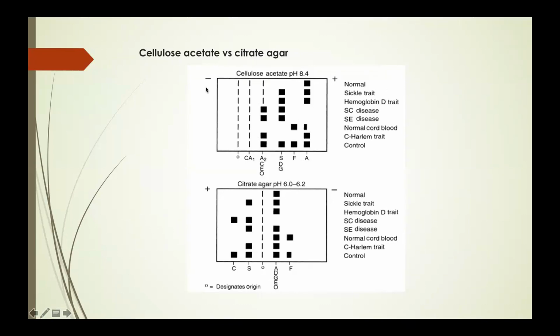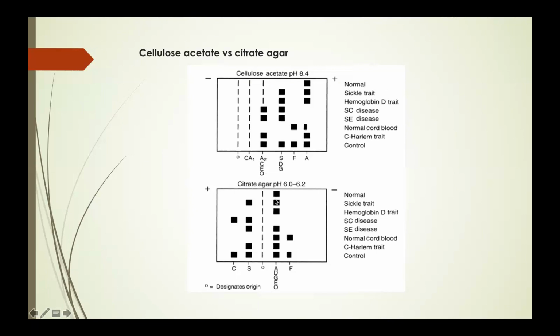Because as you remember in the previous slide, we said that in cellulose acetate alkaline electrophoresis, hemoglobin will assume a negative charge, all of them, and they will migrate toward the anode. And the anode is the positive charge. They will migrate from here all the way to the right side. Which means that hemoglobin A migrates the fastest, followed by F, followed by S, D, G, followed by A2, C, E, and O, which is known as OR.